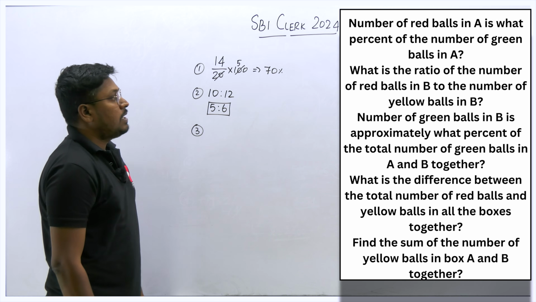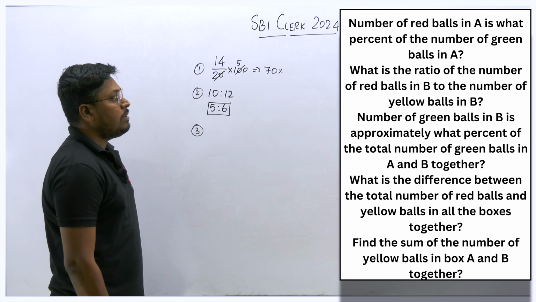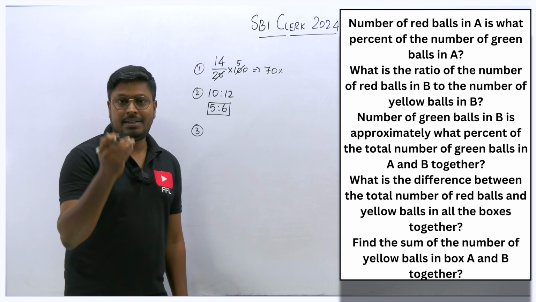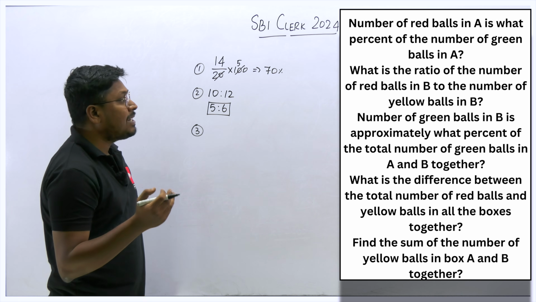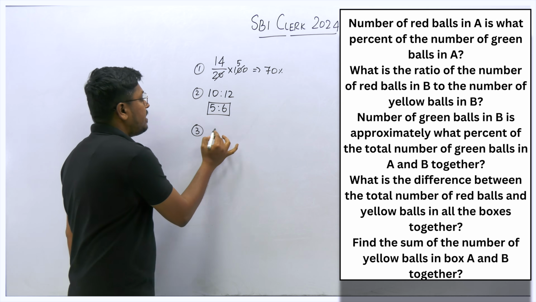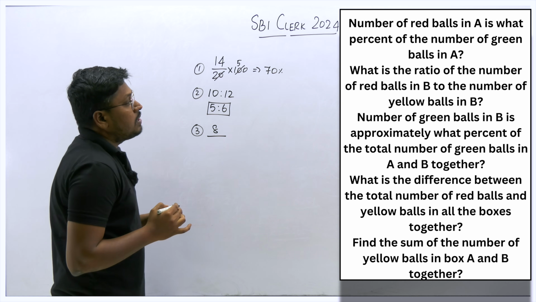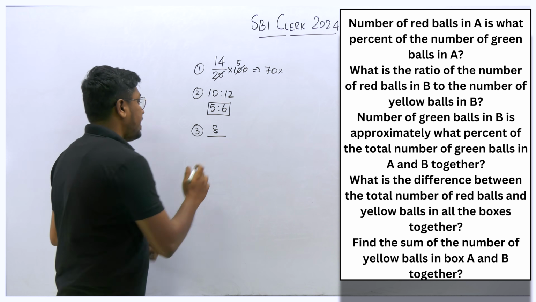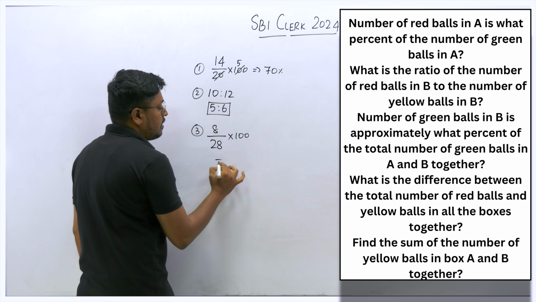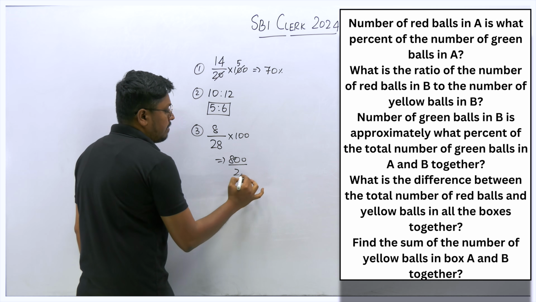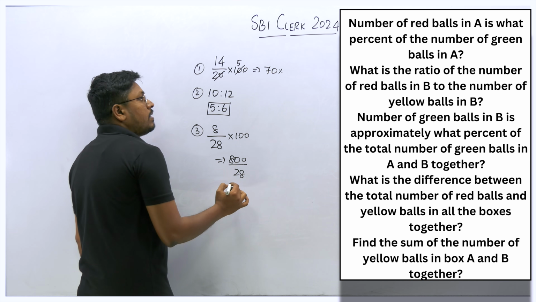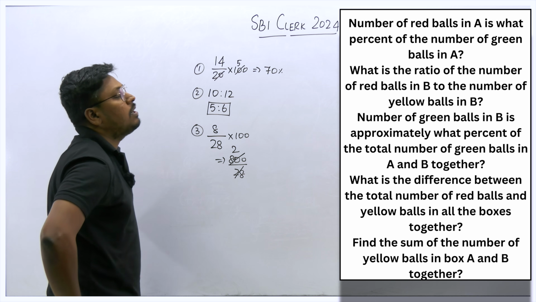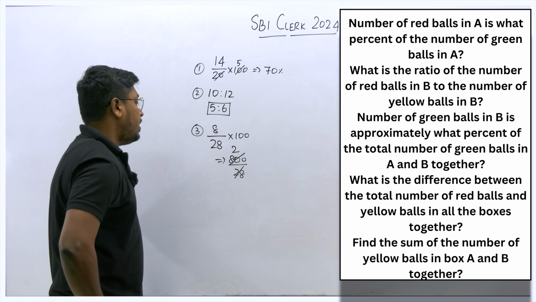Third question: the number of green balls in B is approximately what percentage of the total number of green balls in A and B together? So again it is what percentage, that is X by Y times 100. The numerator X will be the green balls in B, which will be 8, divided by the total number of green balls in A and B. A and B total green balls, 20 plus 8, will be 28. Times 100. So we need to find the approximate value. So 800 divided by 28. 3 times 8 is 24, no, it will be 2 times. So 2 times will be 56. So the remaining will be 24, 240. 8 8s are 16.